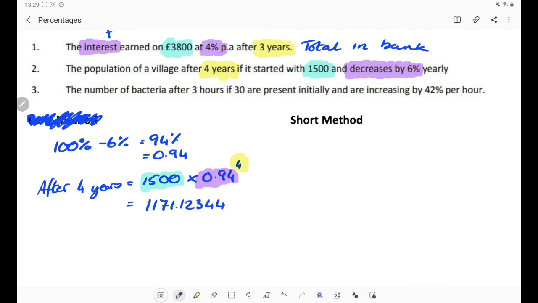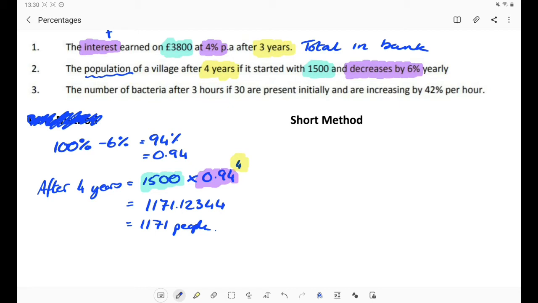And we look back at our question, we look at what we were measured in, what are we talking about? And you'll see that we're talking about population. Now, population, we're talking about whole numbers of people. So your answer has to be rounded to whole numbers. In the question, they might tell you to round down, they might tell you to round up.